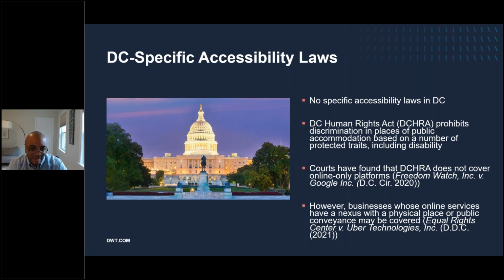definitive answer on this because the Court of Appeals supersedes them, but just know that there's still a possibility within DC, even under DC specific laws, that businesses that have a nexus with, say, a pizza restaurant or a bank or a barber shop, that if you have online services that consumers engage with in connection with those places of public accommodation, you may be covered there.